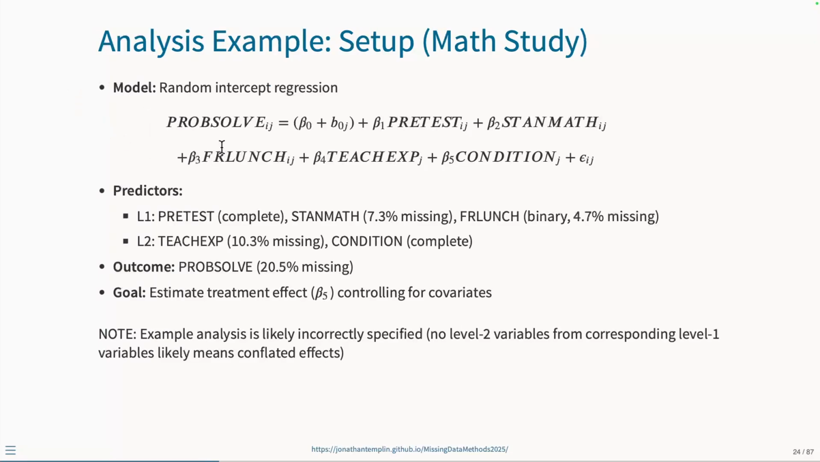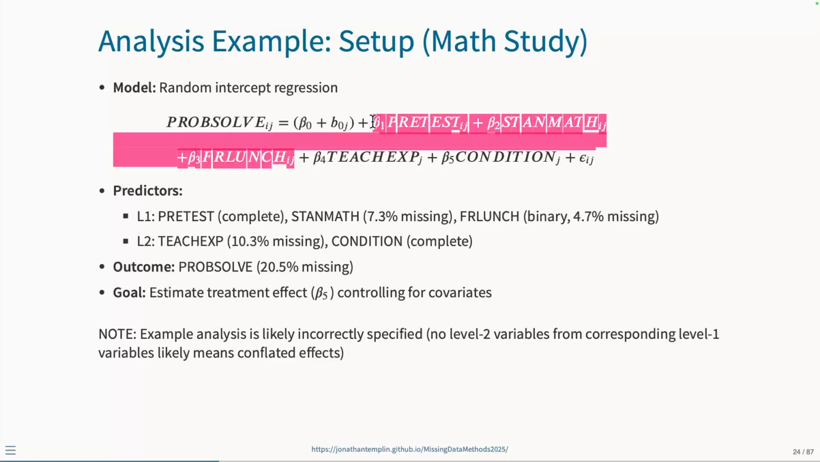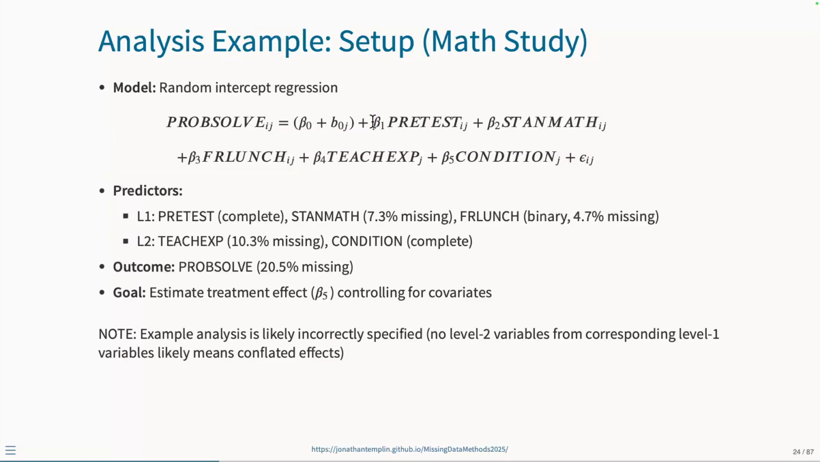So if we have problem solving skills here, there's a random intercept, there's an overall fixed intercept plus a random effect for school, math pretest scores at level one, standardized math scores at level one, free and reduced lunch at level one, teaching experience, which is a level two variable, and condition, which is a level two variable. What will Lisa Hoffman have to say about these right here? Is beta 1 a level 1 slope, a level 2 slope, or a blend?